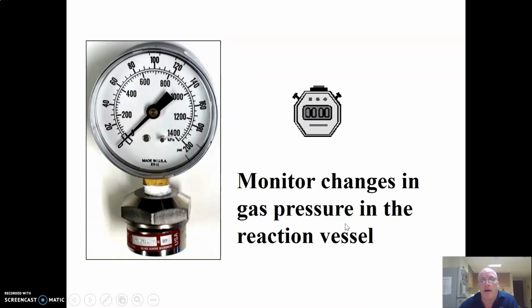And finally, if a gas is consumed or a gas is produced, you can monitor the pressure of a system at constant volume, and you can see the pressure on a pressure gauge, and that will give you some measure of the reaction rate in terms of the gas pressure. Okay, so we've finished.